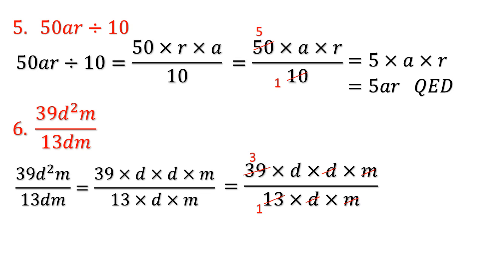m, we'll cancel our m. So what are we left with? We have 3 times d. We're left with 3 times d, so 3 times d will give us 3d. Quite easy to do. This is very simple. It is very easy. All you have to do is follow the steps properly.